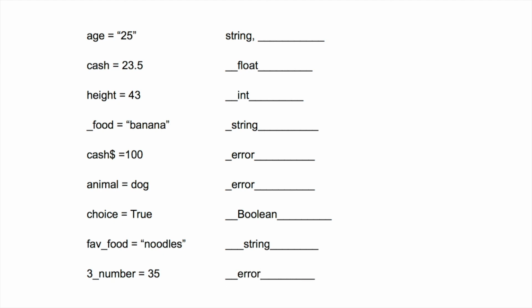So I hope with this that you would have some clarity on how to name variables in Python and how to identify the data types of the different variables that you might come across.